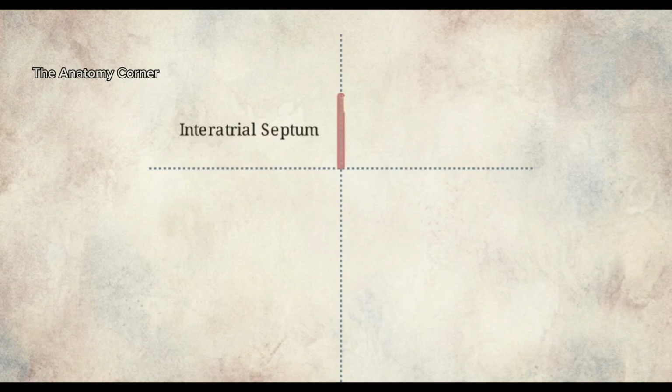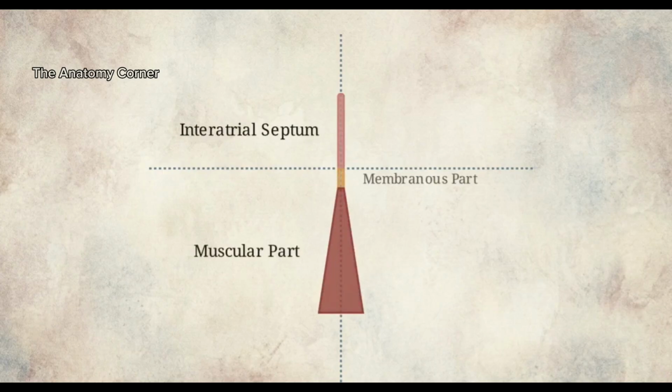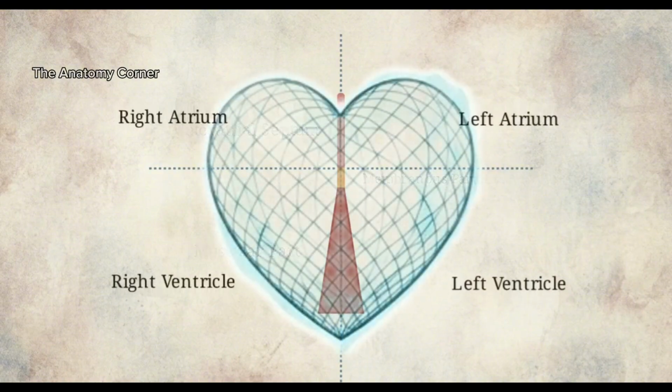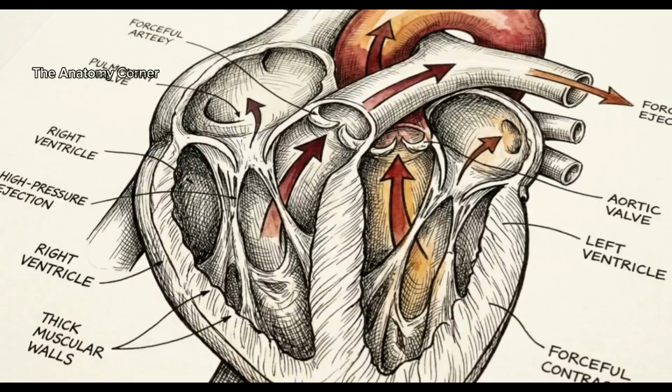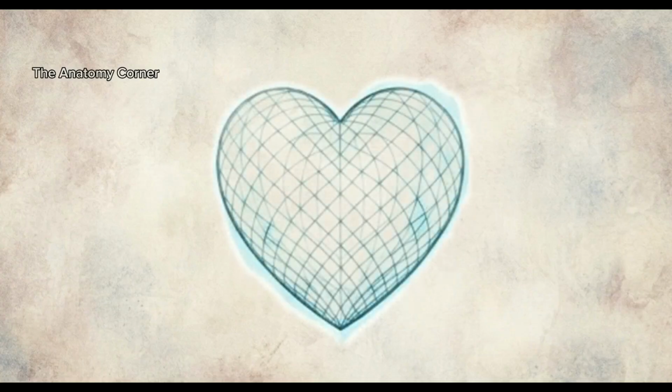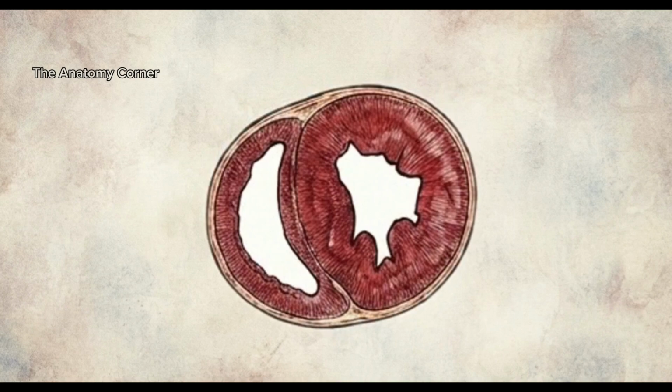The interatrial septum splits the upper section, while the interventricular septum, comprised of both muscular and membranous tissue, divides the bottom. This creates a strict division of labor. The right and left atria act as low-pressure receiving chambers, while the right and left ventricles serve as the high-pressure ejection pumps. Because they perform different tasks, their physical structures differ dramatically.